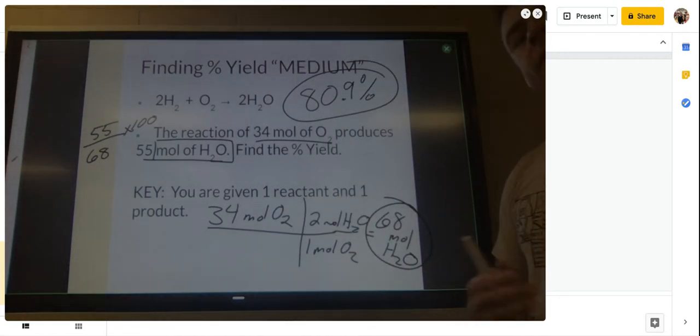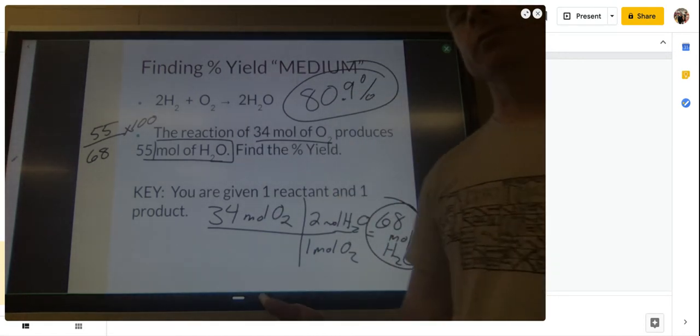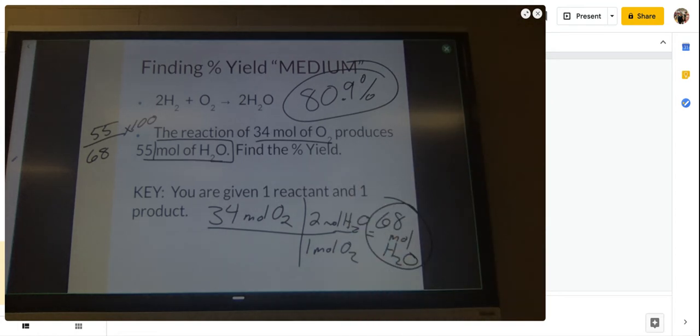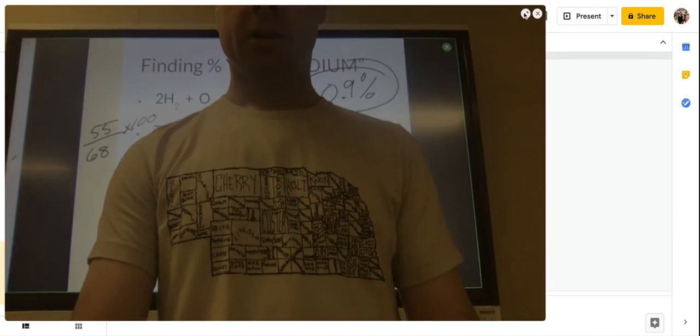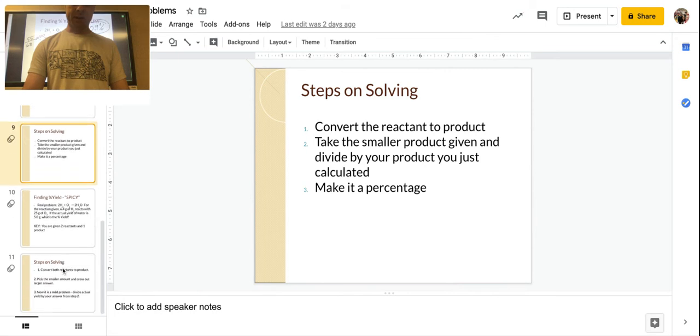Medium problem. Why is it different from mild? Well, mild, we just took one little number and divided by the big number. Medium, we had to do one conversion. So one conversion is what makes that a medium problem, okay? So let's go to the spicy.